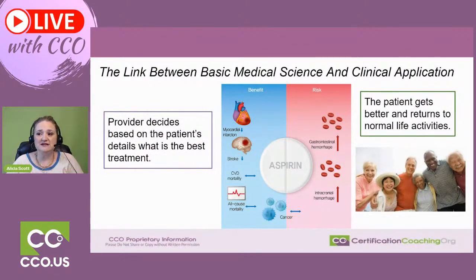So wrapping all of this up, that link, what do we do? Well, there's definitely benefits to aspirin. We know that for an MI, for a stroke, for cardiovascular disease that can cause mortality and even cancers sometimes. But the risk factor is gastrointestinal hemorrhage, intracranial hemorrhage. Who decides that? Based on the pathophysiology and science and what we know, the provider makes that decision. That's why they go to school, to understand the pathophysiology aspect of what we do in medicine.